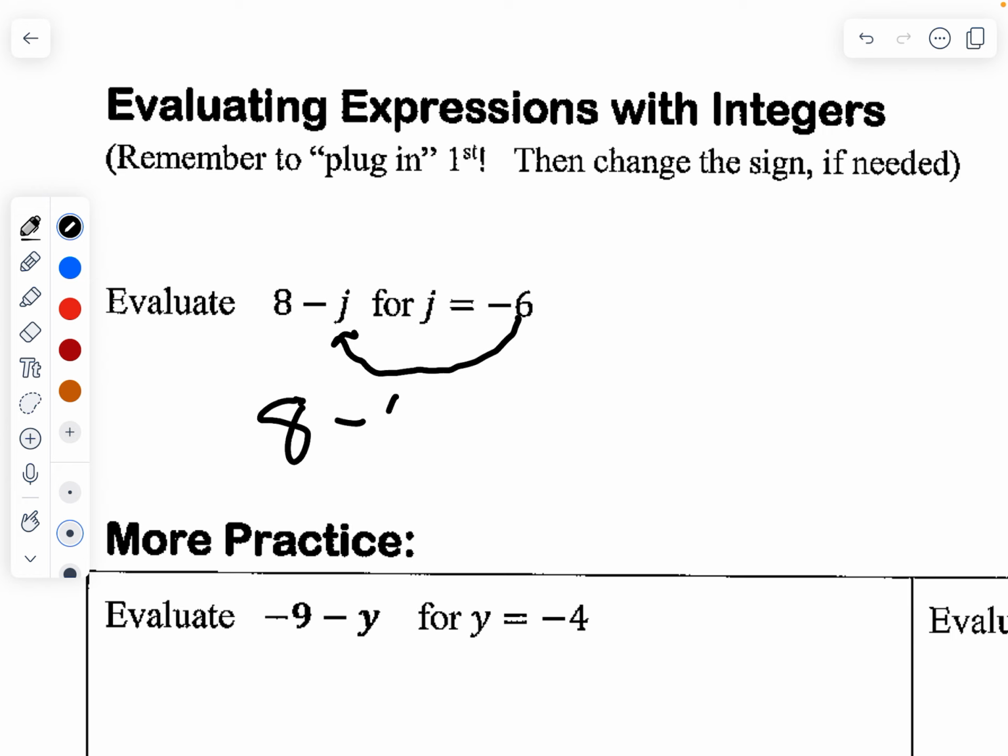Then we have a negative 6. So in parentheses, negative 6 here. Which hopefully we can see that we have a minus and a negative. Those become pluses. And 8 plus 6 equals 14.